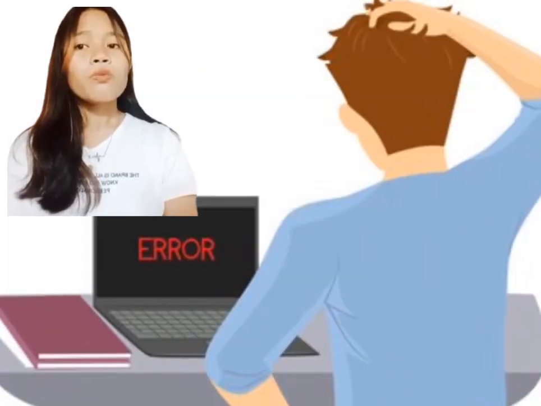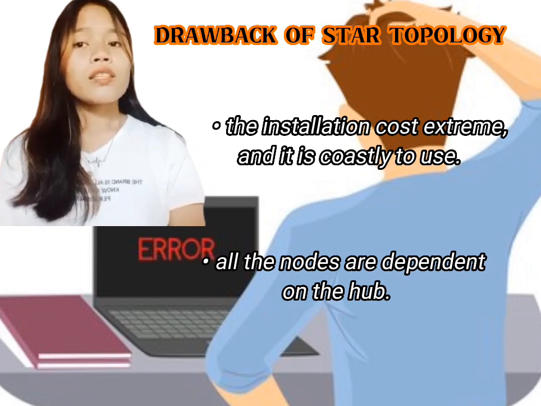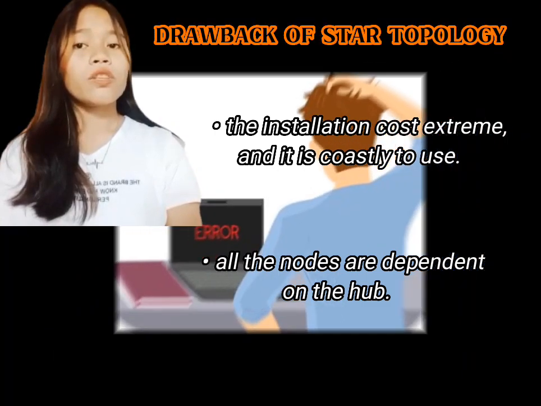network. Drawbacks of the star topology: the installation cost is extreme and it is costly to use. All the nodes are dependent on the hub.